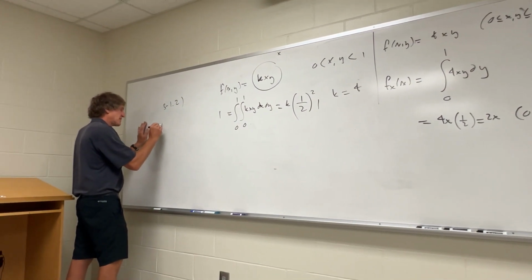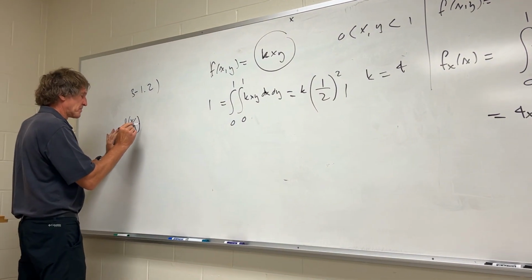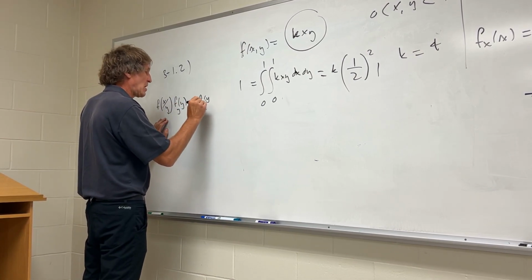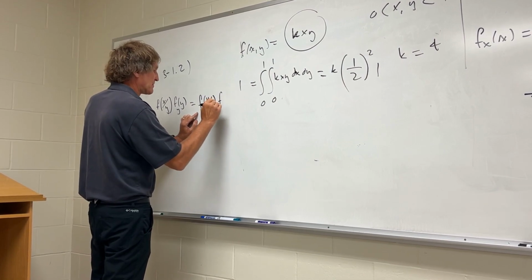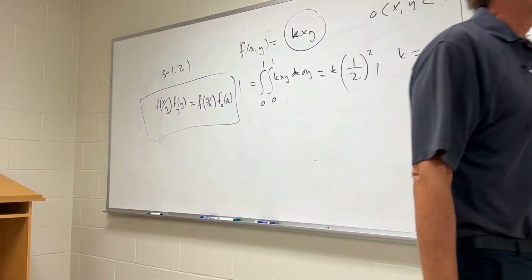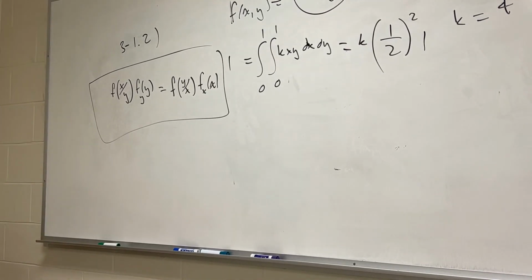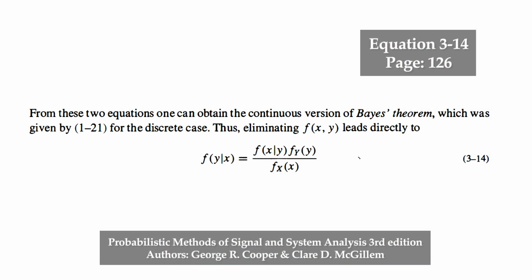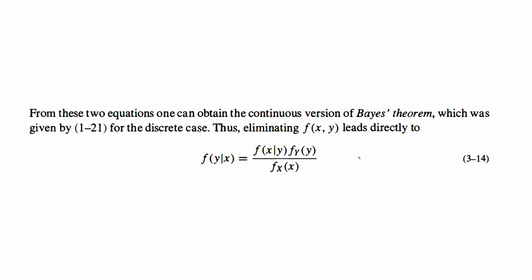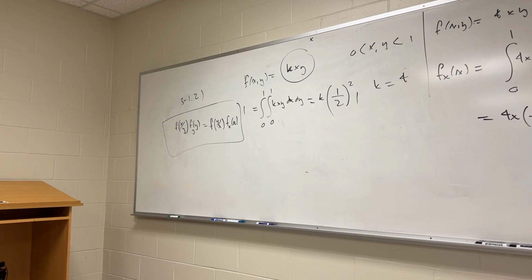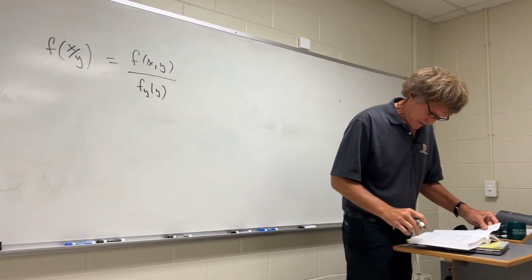So if you have f of x given y times f_Y of y, that's the same thing as f of y given x times f_X of x. Now I think he shows us with one of these things, like if you look at equation 3-14, he doesn't multiply them like I do. I like doing it that way, but it's essentially the same thing. Y'all follow me in this class? Now, something else too, and I'm trying to think of if he shows you this, because this is important.